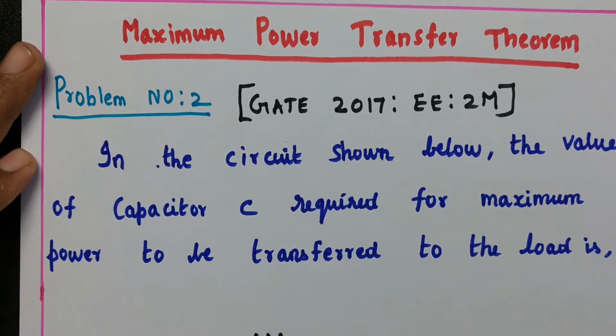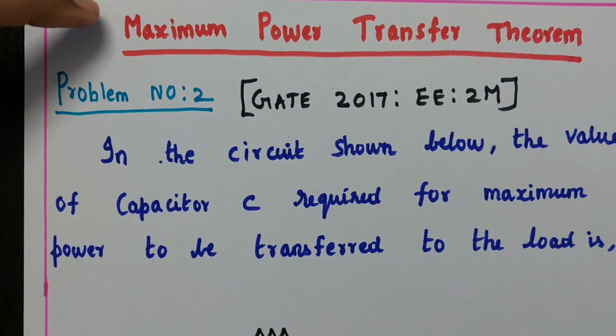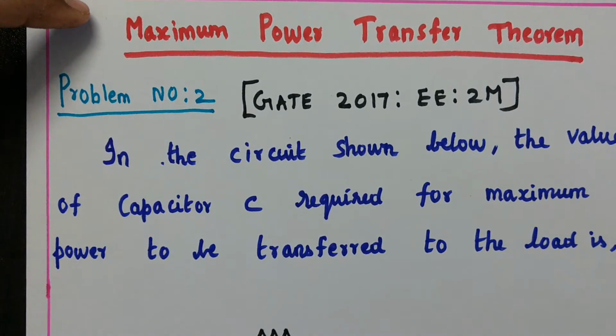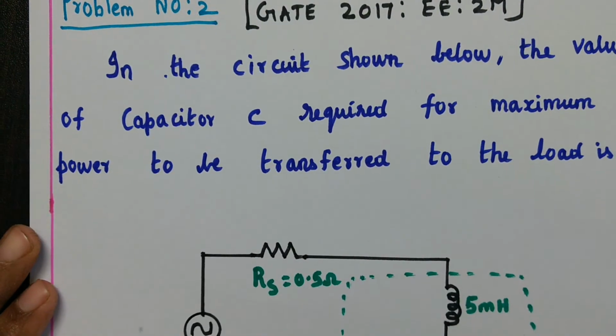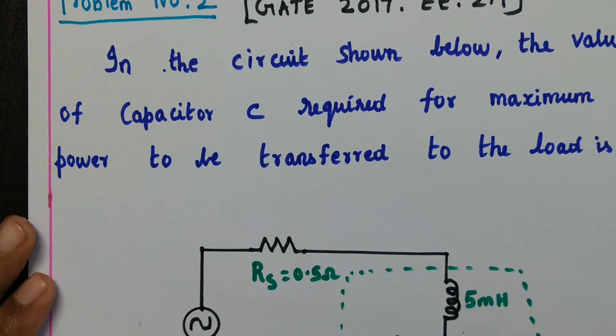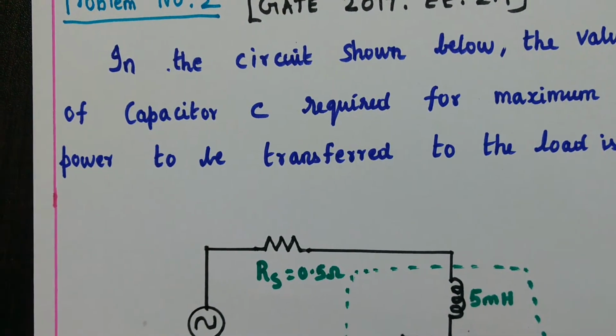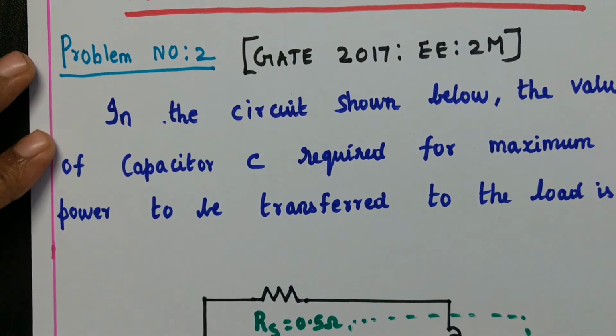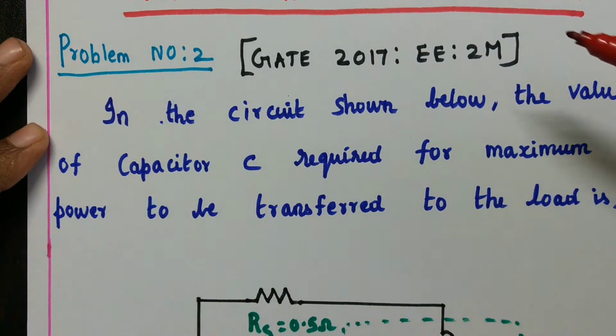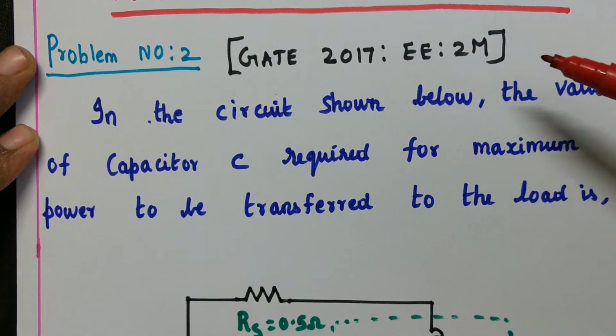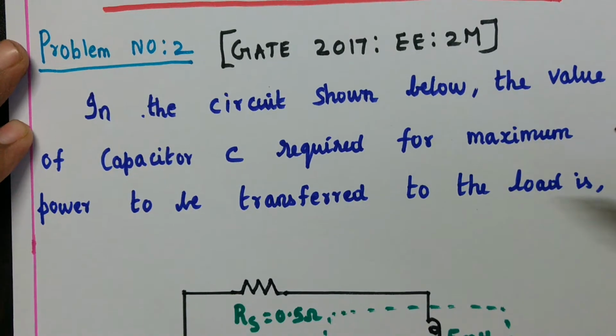In this video, I am going to solve one problem under the topic maximum power transfer theorem for the AC network. In the previous video, we have solved for DC network. So here we will solve for AC network. The question is given in GATE 2017 EE code. It is given for 2 marks.